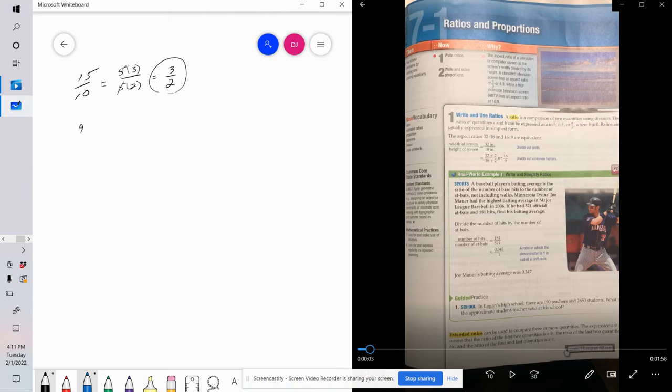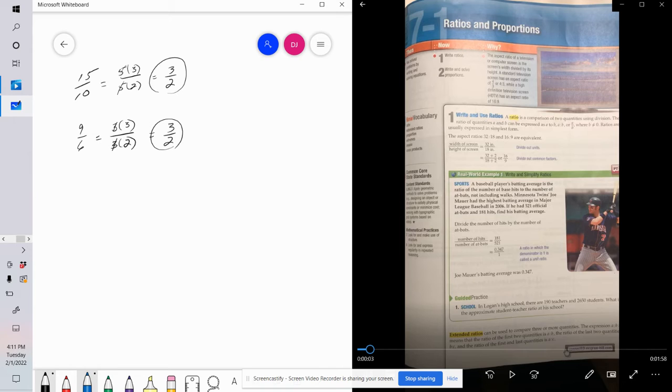What if I have 9 over 6? Okay, well, 9 is 3 times 3, and 6 is 3 times 2. 3 divided by 3 is 1. So again, we have the fraction 3 halves. 9/6 reduces to the ratio 3 to 2. Ratio is a comparison.